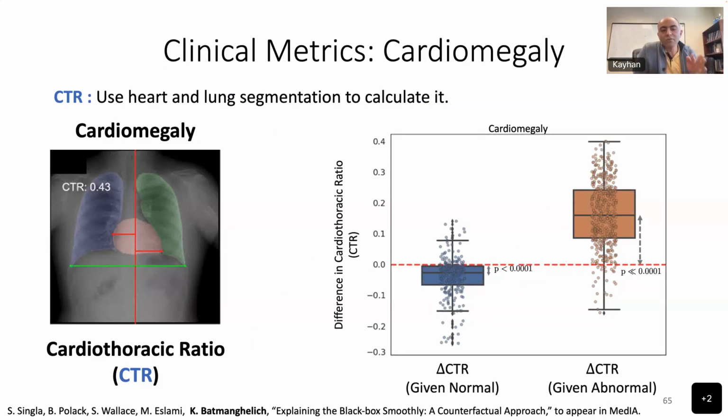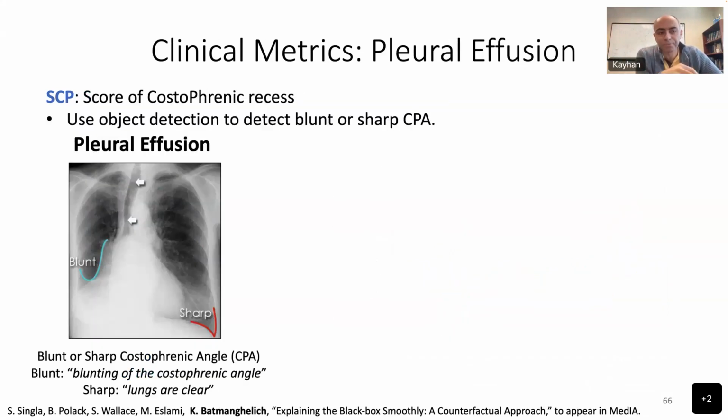As a result, we are looking at delta CTR, meaning that initially the patient has some CTR value when we apply the segmentation of the heart and lung, and then if you go to the other end of the spectrum, the CTR value should change. If the patient looks normal, the CTR should reduce, and the other way around if the patient looks abnormal. And we see that our method introduced such a change in the CTR value in a statistically significant way.